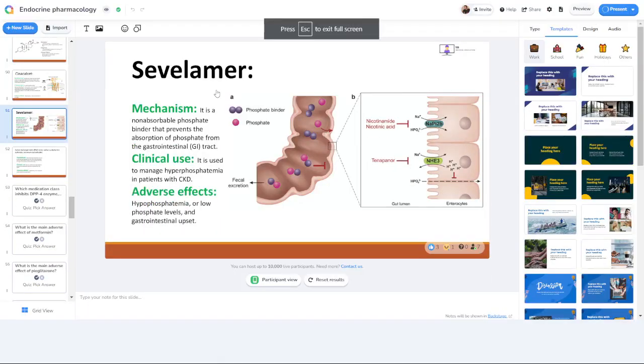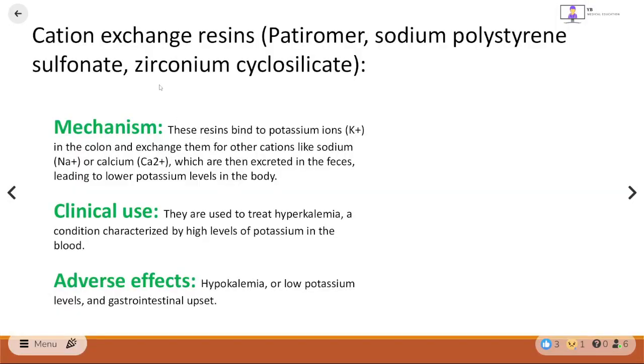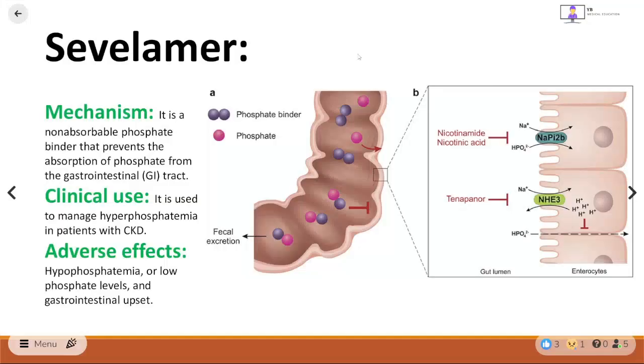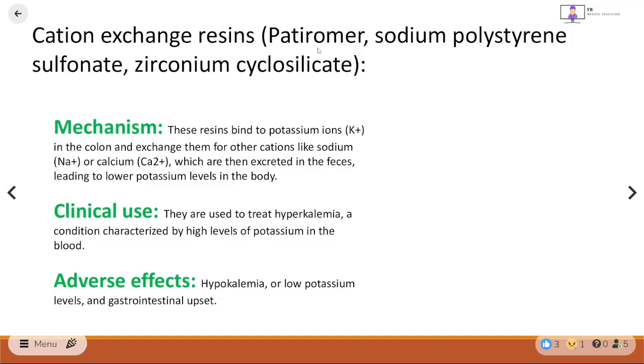Okay, so sevelamer and the next one, which is patiromer, both are binders. So they are ion binders in the intestines. Okay, so sevelamer is a phosphate binder, so it prevents the absorption of phosphate from the GI tract, and it's used to manage hyperphosphatemia, specifically in patients with chronic kidney disease. As you know, chronic kidney disease is associated with hyperphosphatemia because of the inability to excrete phosphate. Okay, adverse effects are of course hypophosphatemia or GI upset because of the accumulation of phosphate in the GI. Patiromer is the most important one here.